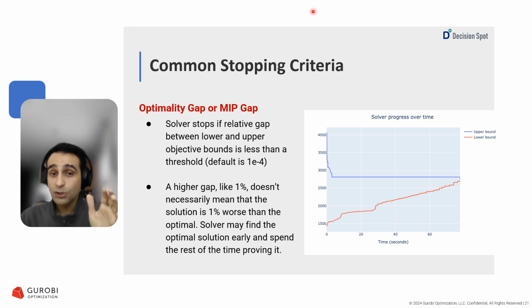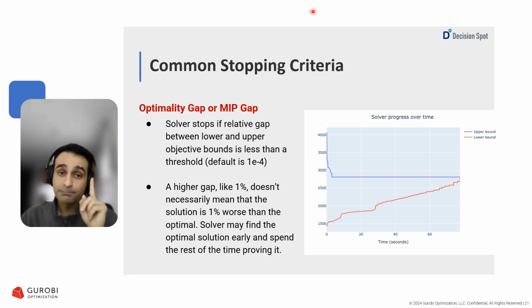So let's start with the MIP gap. MIP gap controls when the solver can stop based on the difference or the gap between the lower and upper bounds of the objectives. This threshold lets the solver stop as soon as this gap is sufficiently small. In Gurobi, the default value is 10 to the negative 4.